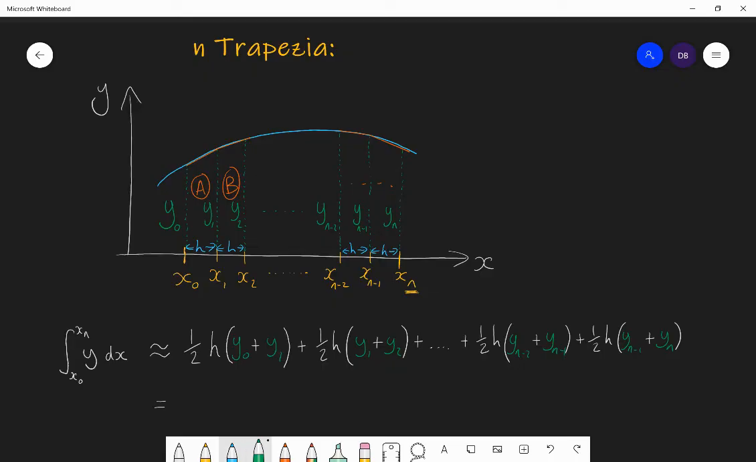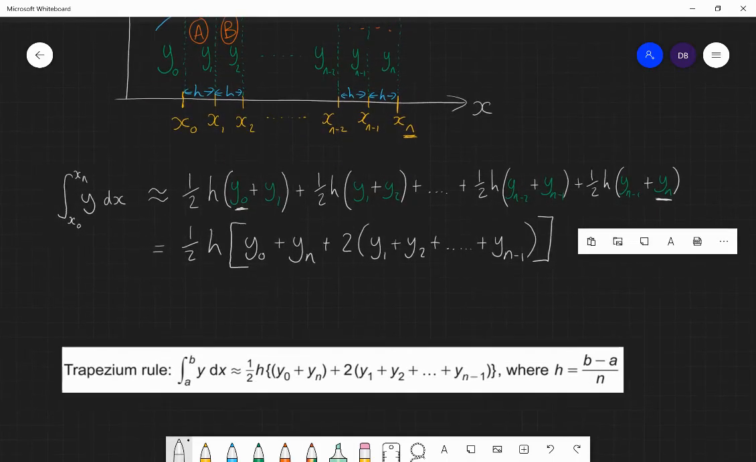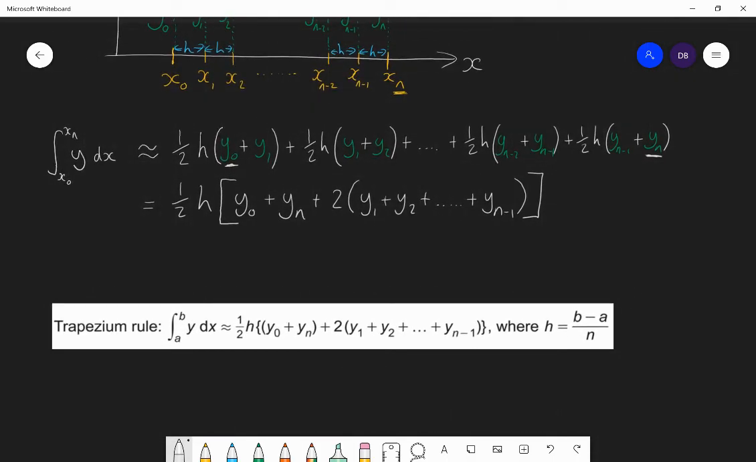And then if I factorized half h out of that, that would become half h, and then a big bracket. There's only a single y0 and a single yn, so I'll put those first, y0 and yn. And then there are 2 of every other y value, so 2 lots of y1 plus y2 plus y3 all the way up to plus yn minus 1. And that is the formula if you're using n different trapezia. And that corresponds with the formula they give you.